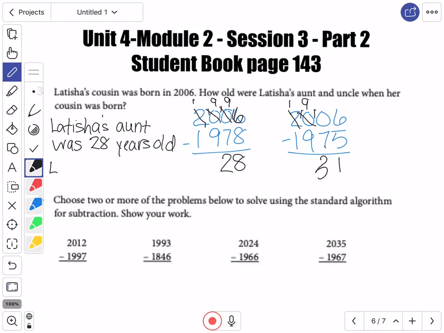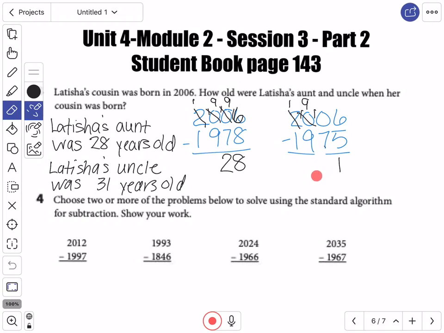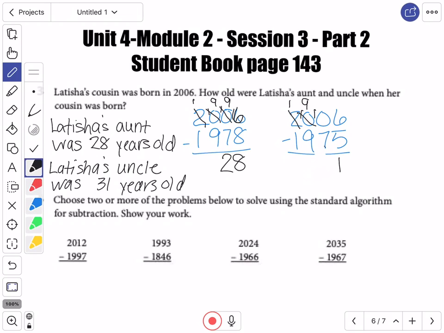It looks like we have that Letitia's uncle was 31 years old when Letitia's cousin was born, okay? Sorry that that 3 kind of looks a little weird there. Let me make that a little bit better for us. There we go. So 28 years old and 31 years old.